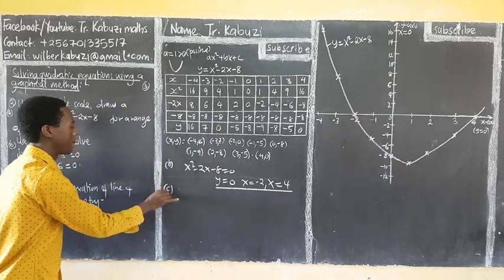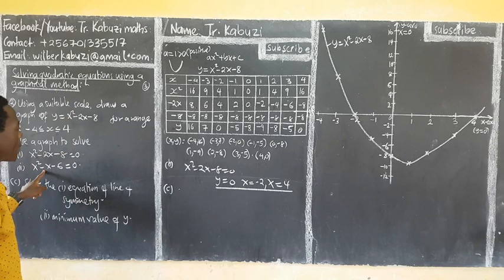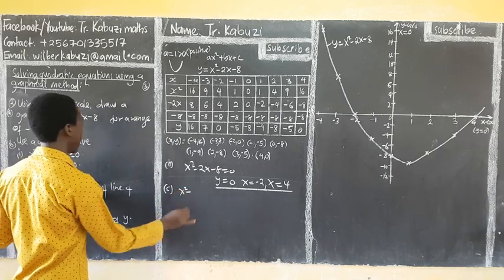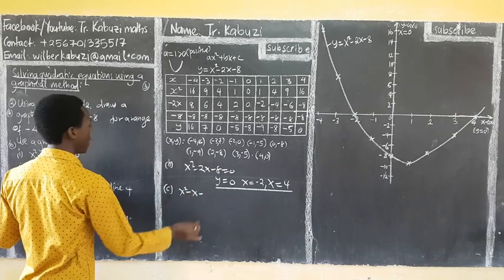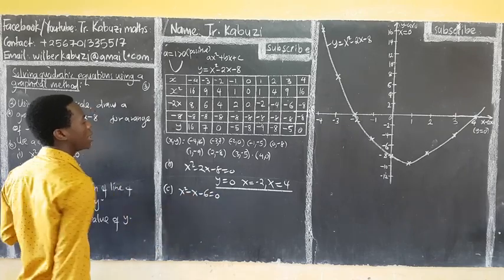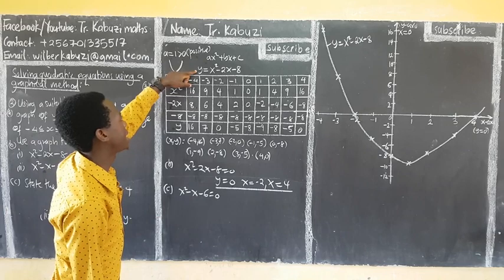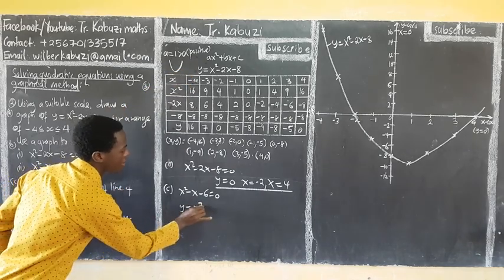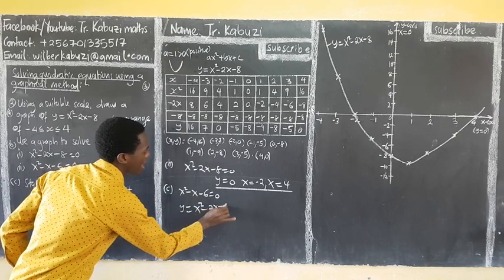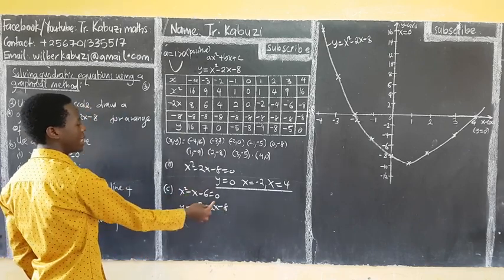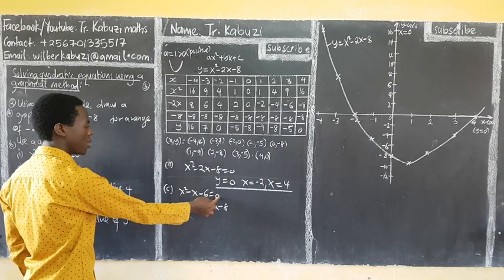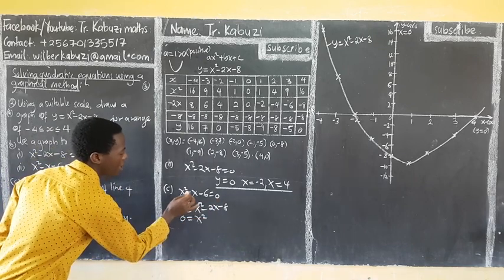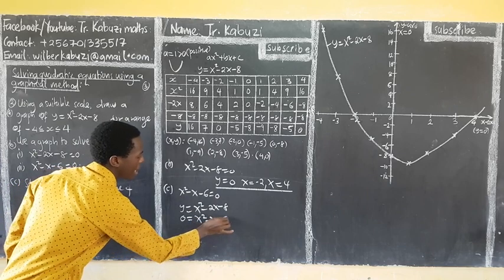Then part C, they are giving us this now: x squared minus x minus 6 equal to 0. What you do, you solve it with this one. Write the original equation first, as y equal to x squared minus 2x minus 8. Now subtract, starting with 0: this 0 comes here, equal to x squared minus x minus 6.